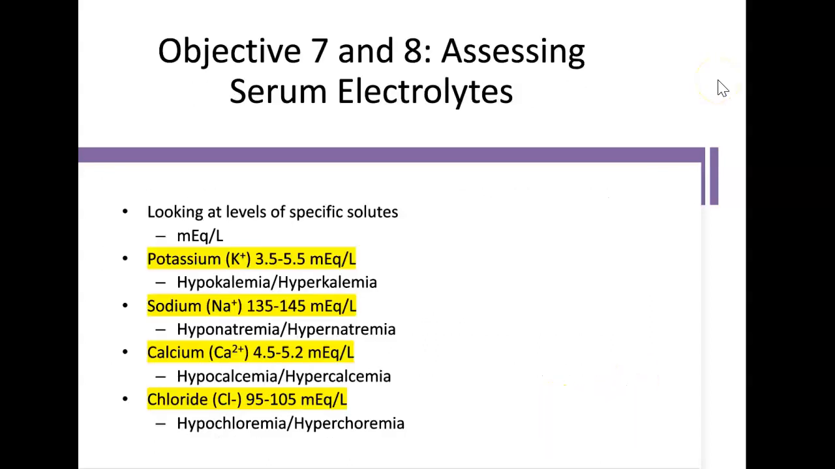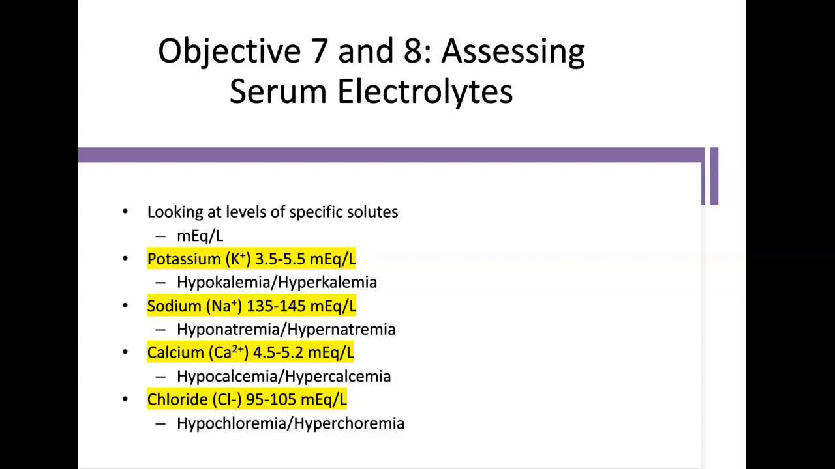So looking at assessing serum electrolytes then, these are going to be looking specifically at the amount of solutes that are present. Potassium levels normally range from 3.5 to 5.5 milliequivalents per liter. So hypokalemia refers to a below normal potassium, while hyperkalemia refers to potassium levels that are above normal. Abnormal levels of potassium can affect the resting potentials of nervous and cardiac muscle tissue. So we don't want those to be disrupted.